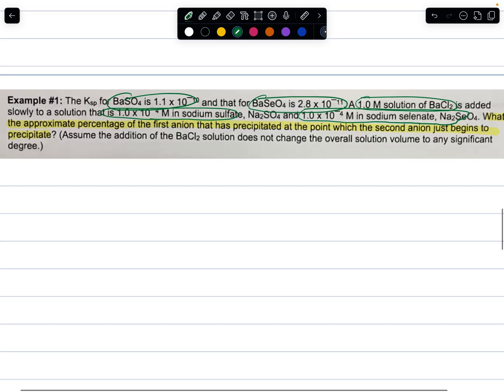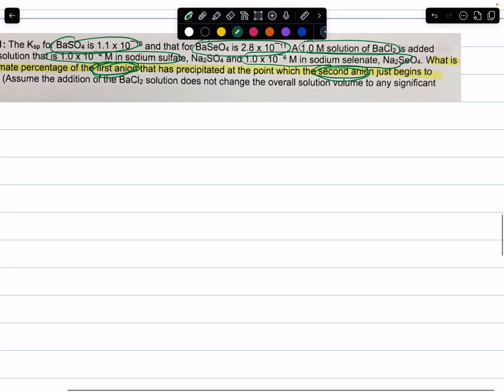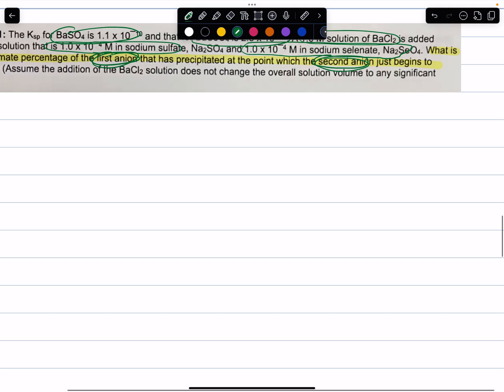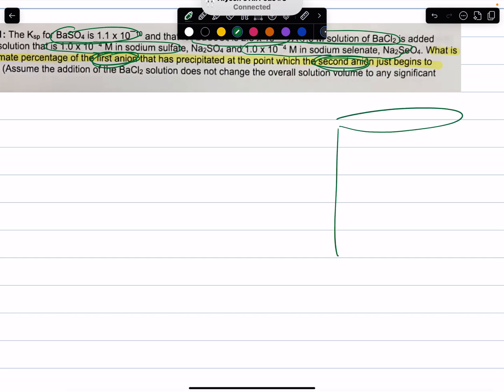What is the approximate percentage of the first anion that has precipitated at the point which the second anion just begins to precipitate? All right. So that's a little bit different. But let's talk about what's going on first. All right. So pictures like this.